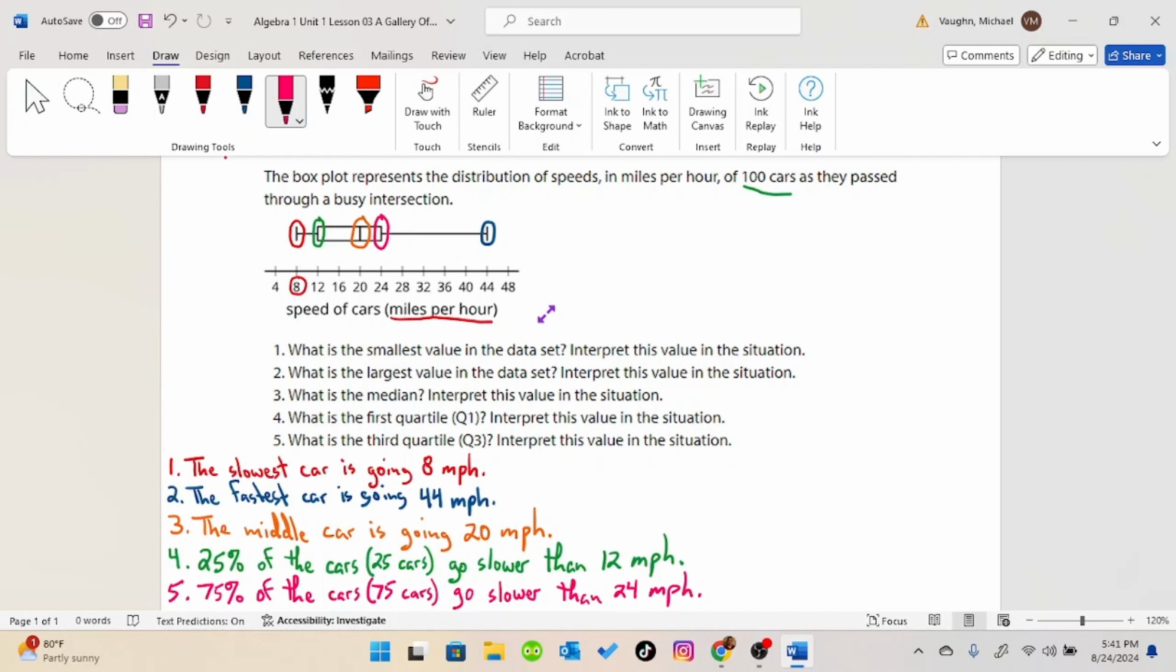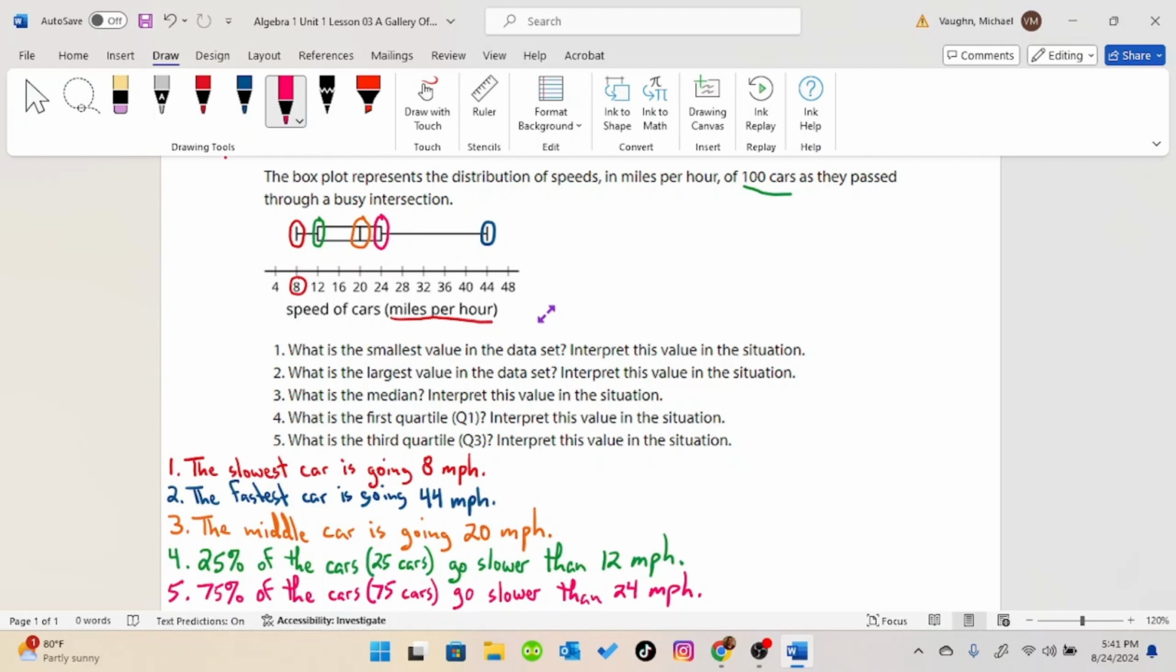You have the left whisker, which tells you the minimum. You have the right whisker, which tells you the maximum. You have the box, which gives you the middle 50%. The left side of that box is your Q1, so that divides it into the lower 25%. The line in the middle of the box is your median, which means half is below and half is above.